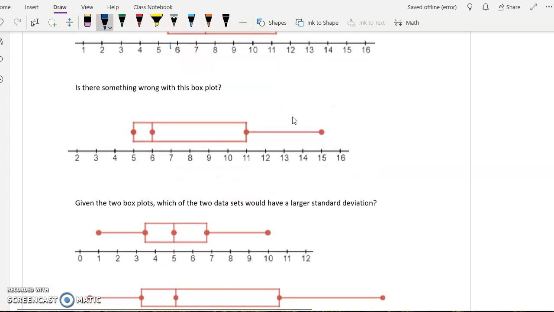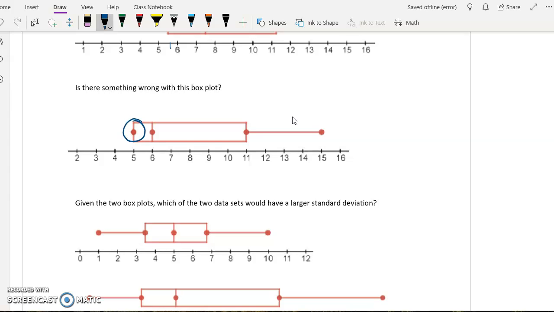Let's take a look at the next one. It says, is there something wrong with this box plot? So what we're really missing here is, when you look at, let's say this one down here, you can see that it's got what they sometimes call whiskers, the lines that extend from the Q1 to the minimum, right? Well, is there something wrong with this box plot? No, there's not anything wrong with this box plot.